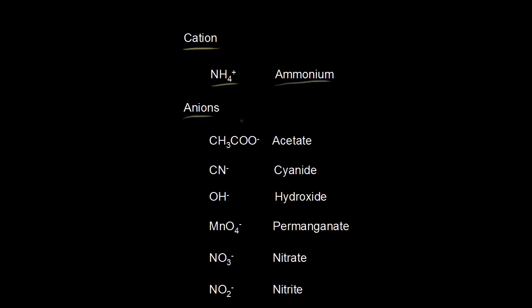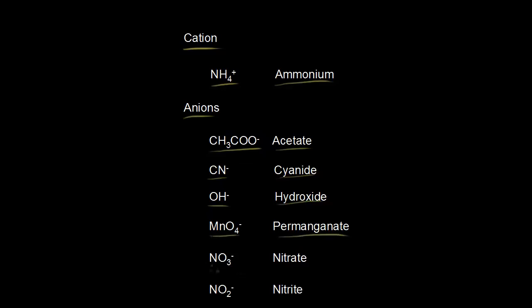And for anions, there are many anions that you should know. CH3COO- is the acetate anion. CN- is the cyanide ion. OH- is the hydroxide anion. MnO4- is the permanganate ion.